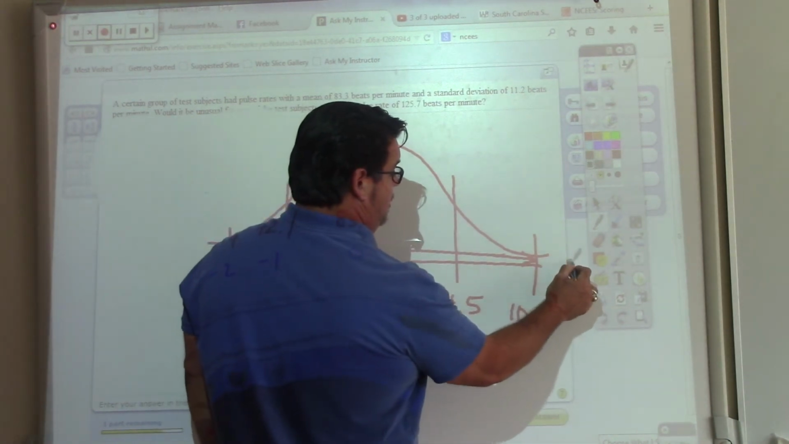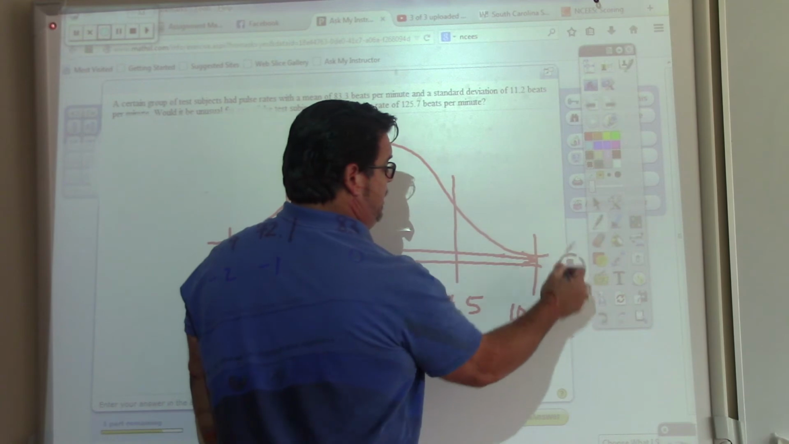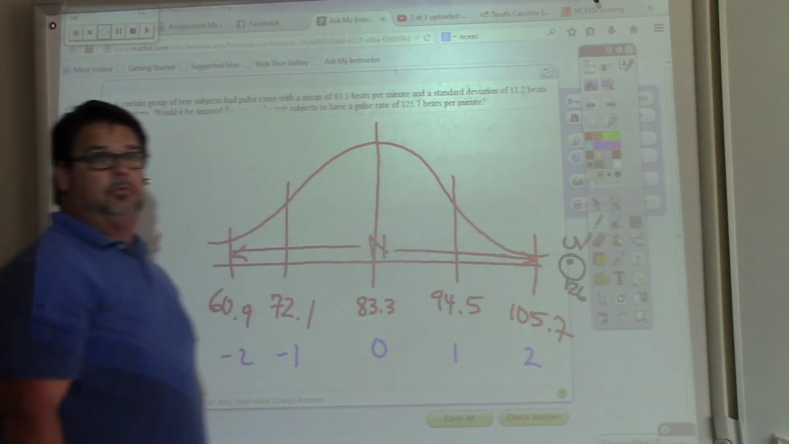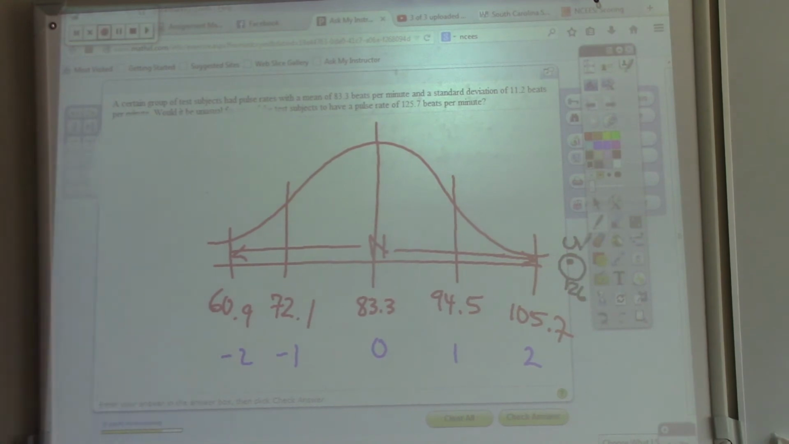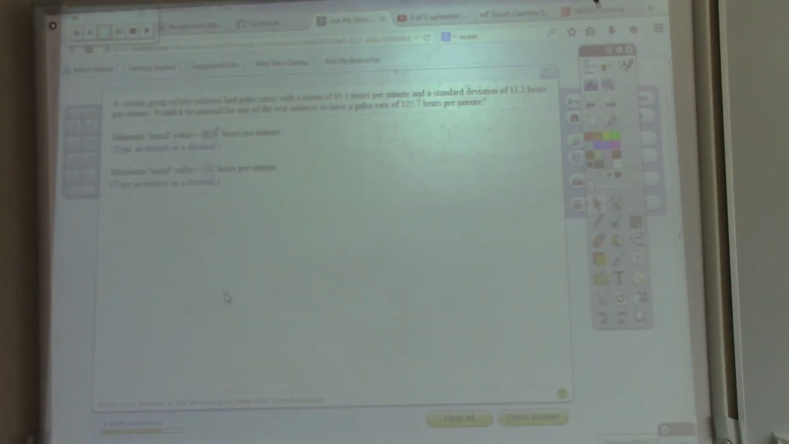126 would be where? Way out here. And that's unusual. So your answer would be, yes, it would be unusual. Let me see what they're asking, because I want to make sure I get it right. Okay, minimum usual would be what? 60.9. Maximum, 105.7. Yeah, that one's wrong. That one would be 105 point what? I'm sorry. 105.7. Yeah, enunciate, please. Sorry. Good job. I feel good about myself.